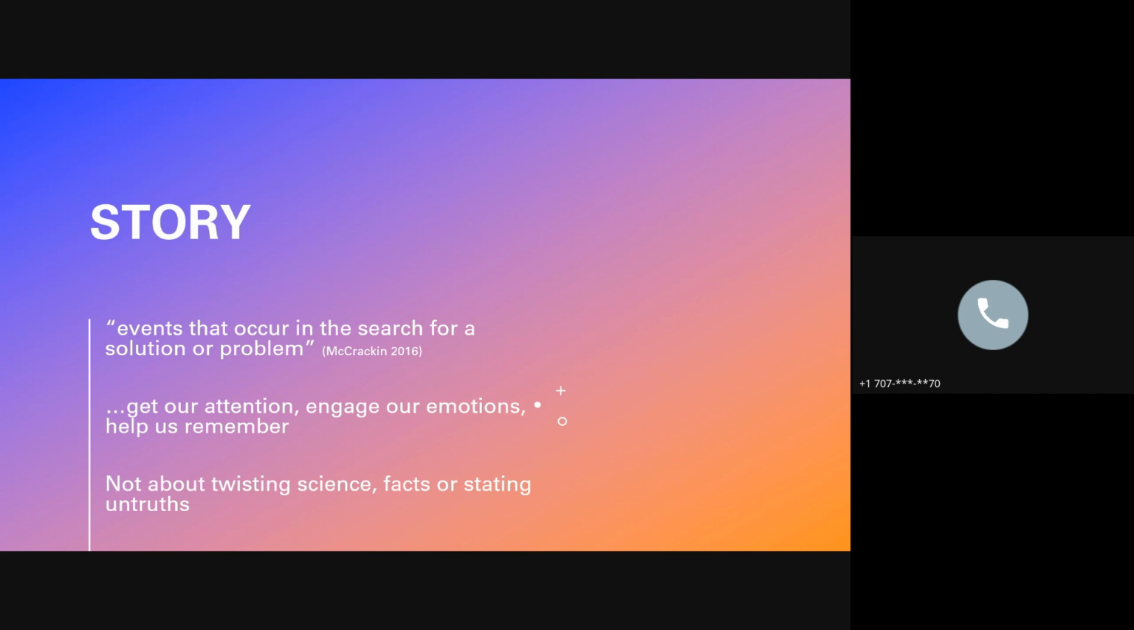It's really about identifying the different elements of the work that you're already doing and highlighting and putting them together in a way that creates a narrative. So we'll talk more about that.